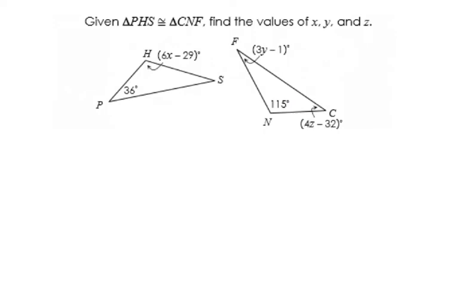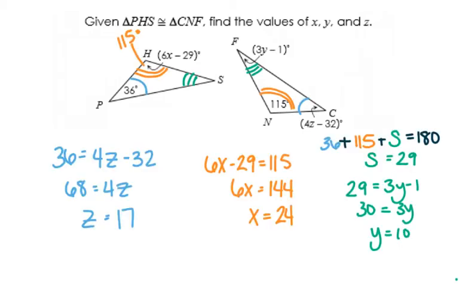Alright, I want you to try this one. I want you to see if you can figure out which sides correspond, and I want you to see if you can set it equal to each other, the correct pieces, and actually solve it. So try this in 1, 2, 3. Okay, so for z, I got 17. For x, I got 24. Y, I think, is the hardest to find because you had to plug stuff in and find that angle S is actually equal to 29, and then you get that y is equal to 10. So if any of that doesn't make sense, just let me know, and I'll try to explain it a little more.